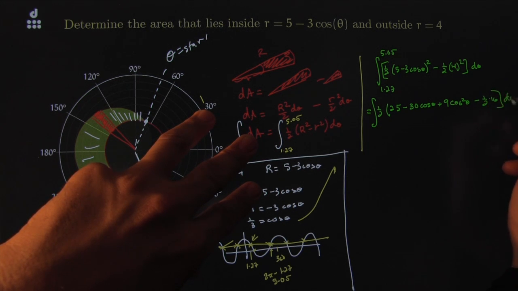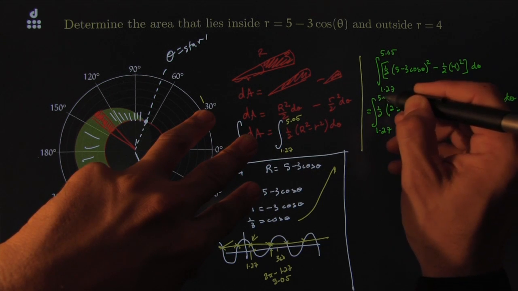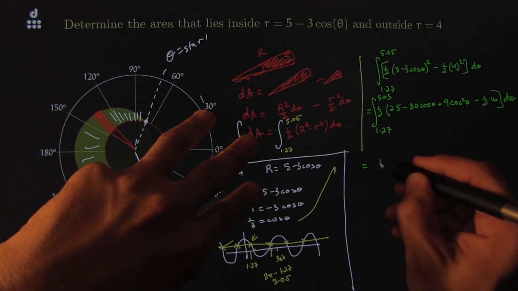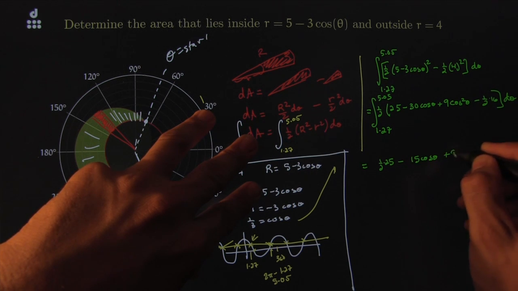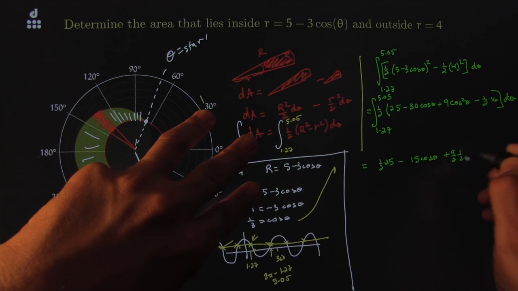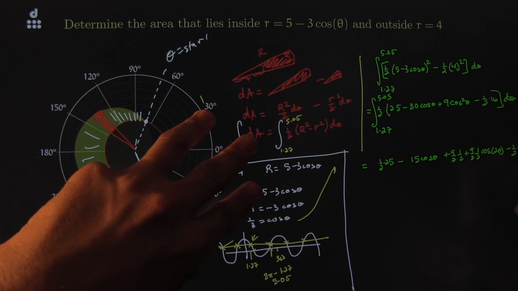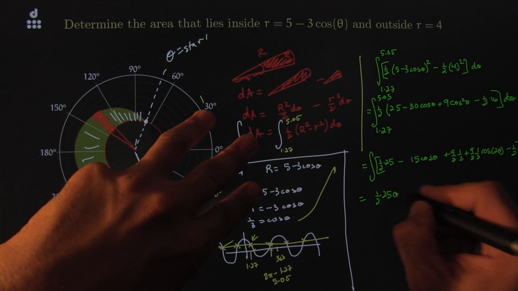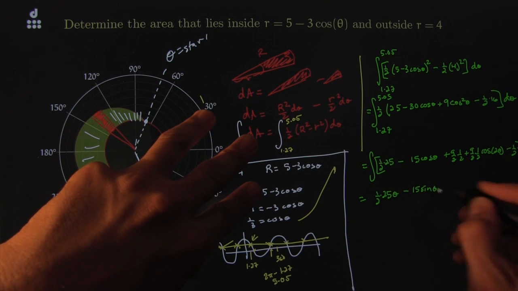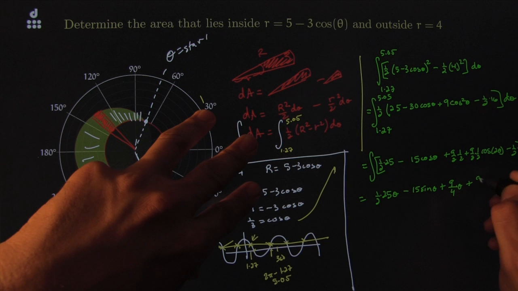And this is all going from 1.27 to 5.05. Okay, and that becomes, of course, a half times 25 minus 15 times cosine theta plus 9/2 times cosine squared. That's a half plus 9/2 times a half times cosine of 2 theta minus a half times 16 times d theta. And of course that becomes half times 25 theta minus 15 sine of theta plus 9 over 4 theta plus 9 over 4 times sine 2 theta times a half minus a half times 16 times theta.